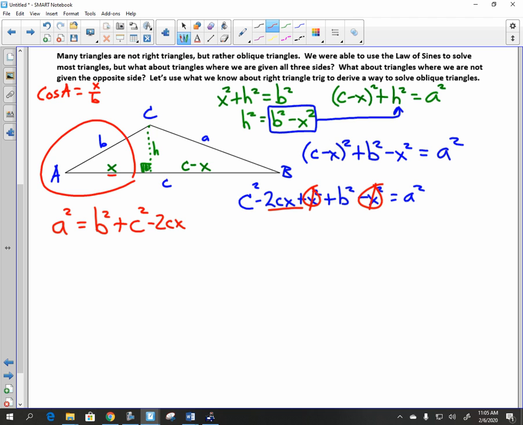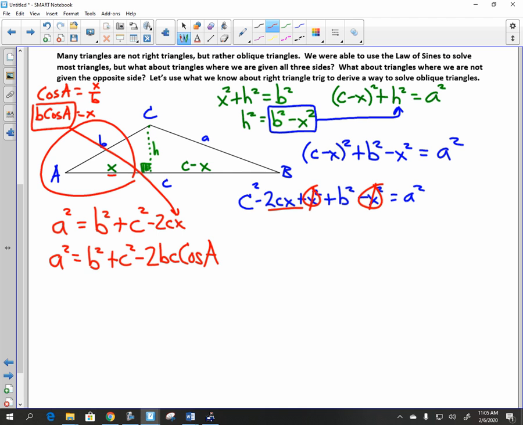I could now get rid of x, couldn't I? I just simply multiply both sides by b. b times the cosine of A is equal to x. This guy right here, I can dump in right there. And so I get a squared is b squared plus c squared minus 2bc cosine of angle A. And there it is in all of its beauty. The law of cosines. Complicated, yes.